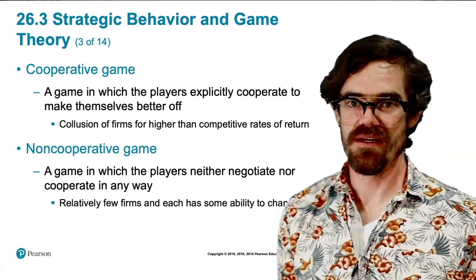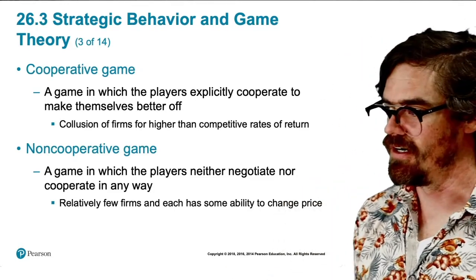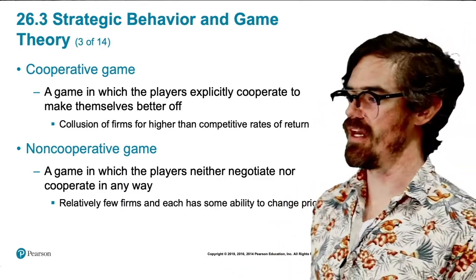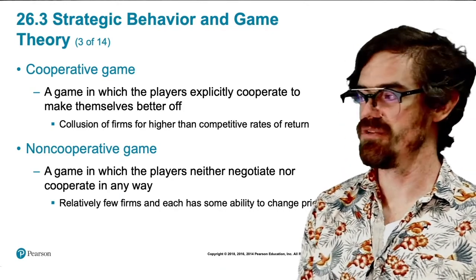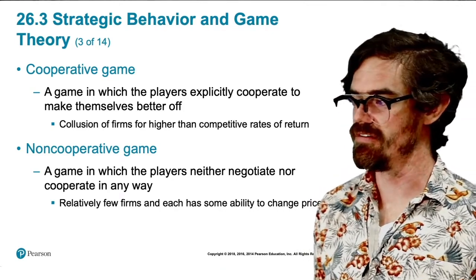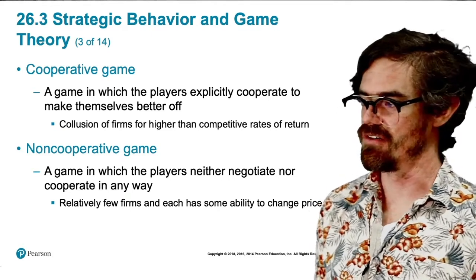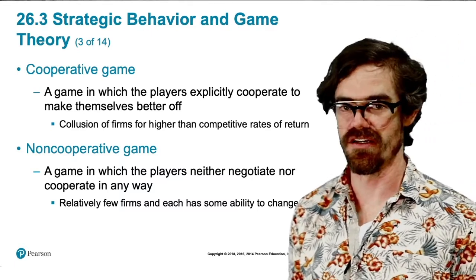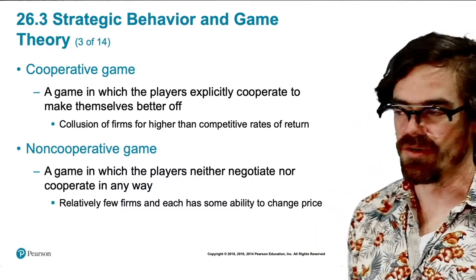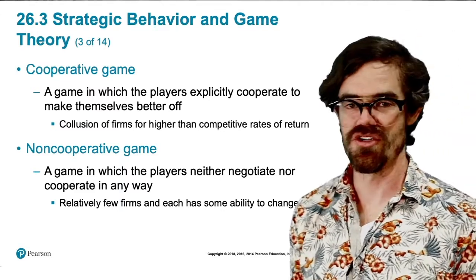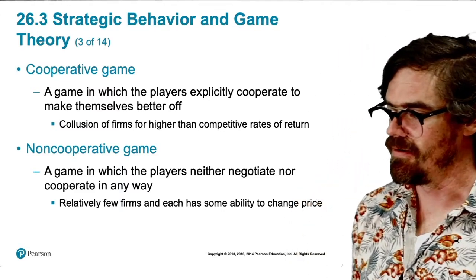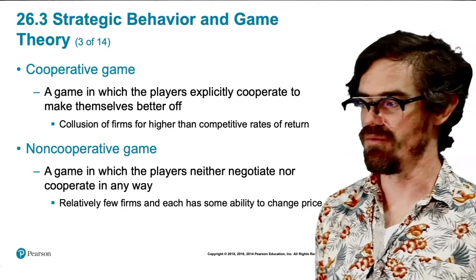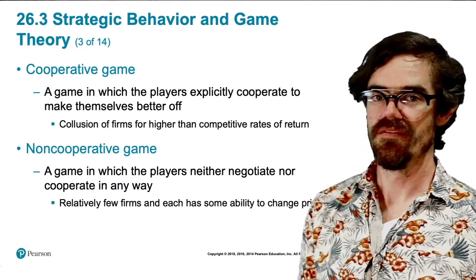Now, there's different types of games that individuals can be a part of. There are cooperative games and there are non-cooperative games. A cooperative game is a game in which the players explicitly cooperate to make themselves better off. And examples of these are collusion of firms for higher than competitive rates of return. So this is what we're going to talk about with cartels. There are also non-cooperative games, which are games in which players neither negotiate nor cooperate in any way. Relatively few firms and each have some ability to change price might be an example where non-cooperative games come into play.